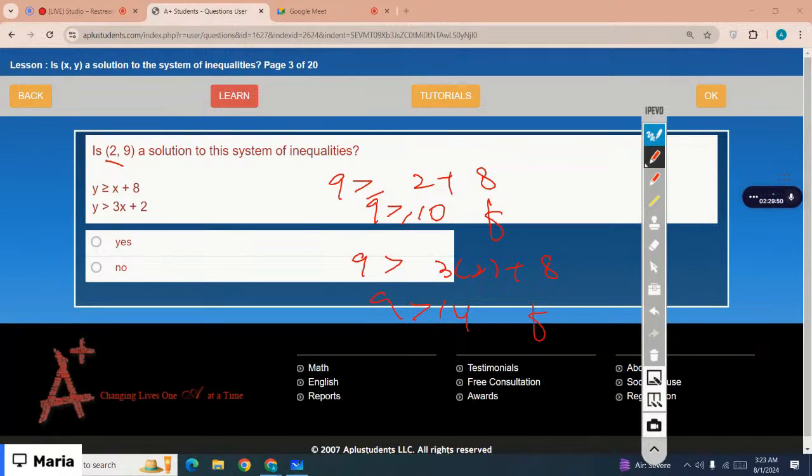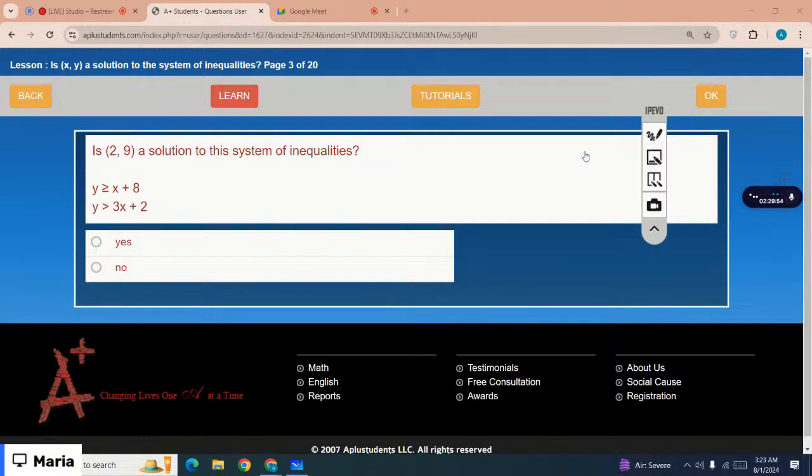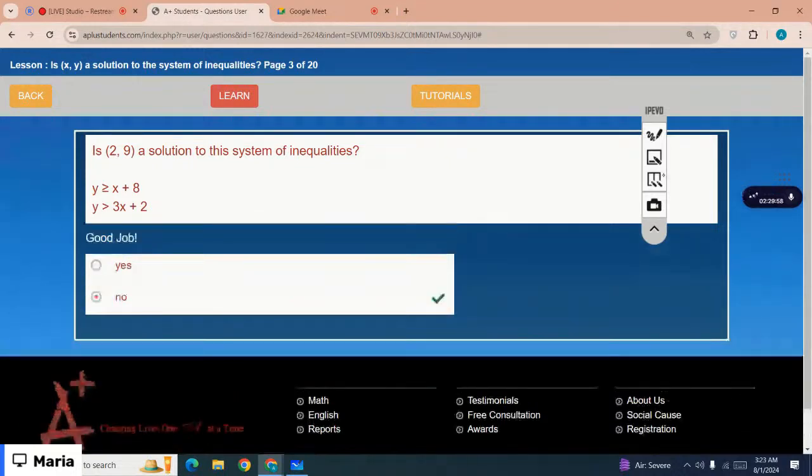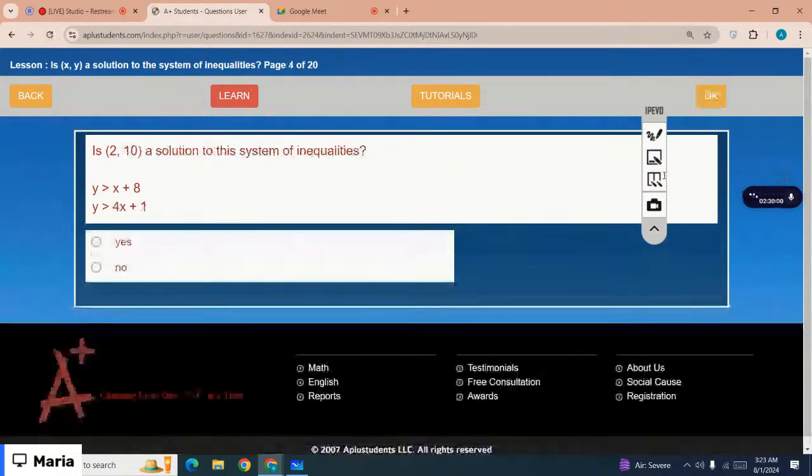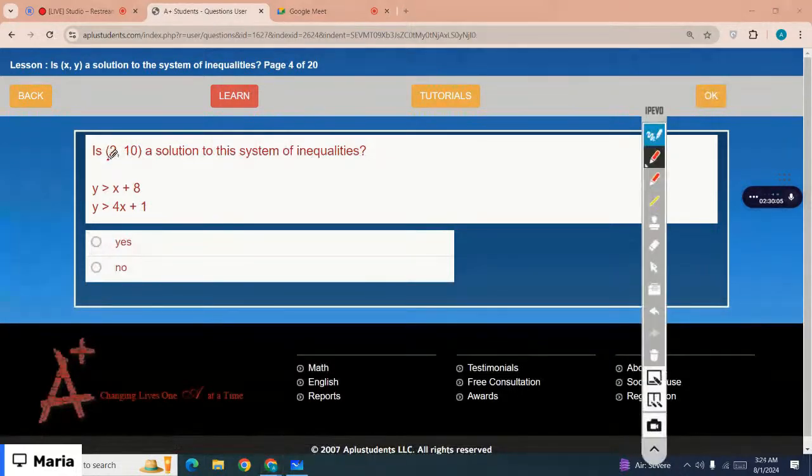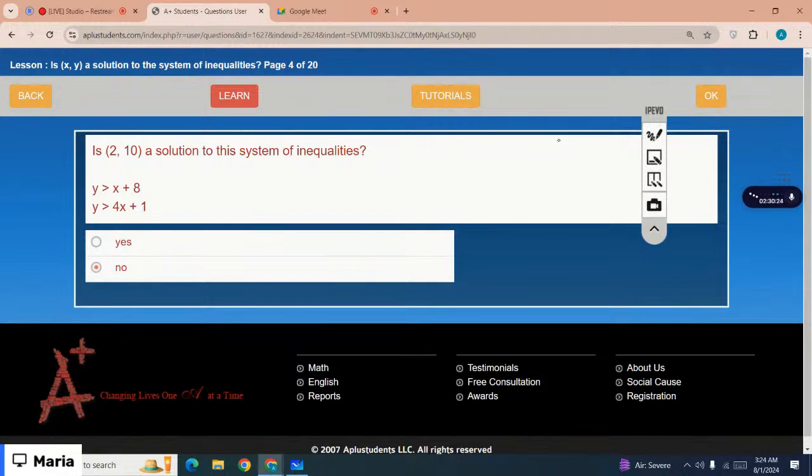Okay, let's just move on to the next one. Is 2, 10 a solution to this system of inequalities? X is 2 and y is 10, right? So that is 10 is greater than 2 plus 8. 10 is greater than 10, false. It is also false. So the correct option is no, this is not a solution of the system of inequalities.